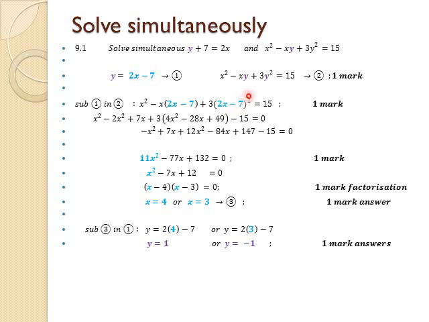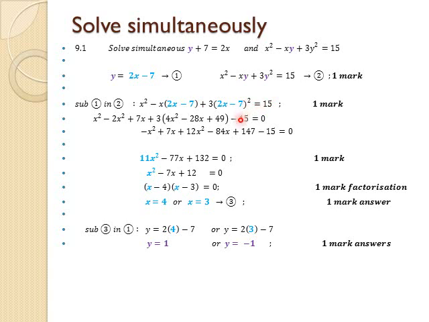Negative 14x times the 2 gives me negative 28x. Negative times negative is positive. 7 times 7, 49. So don't go multiply 7 by 7 and forget about the negative. It doesn't become negative 49, but plus 49. And if I bring plus 15 over, it becomes negative 15.